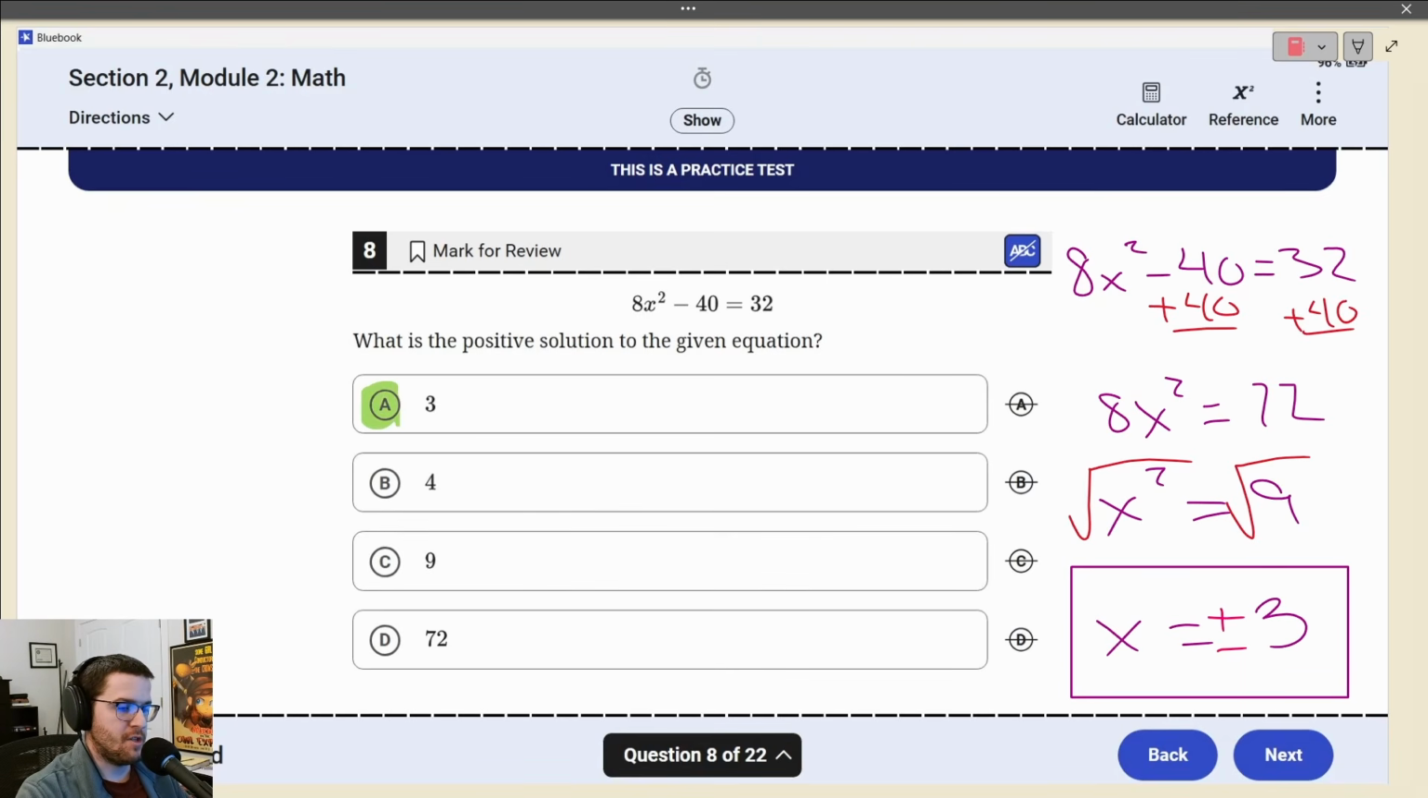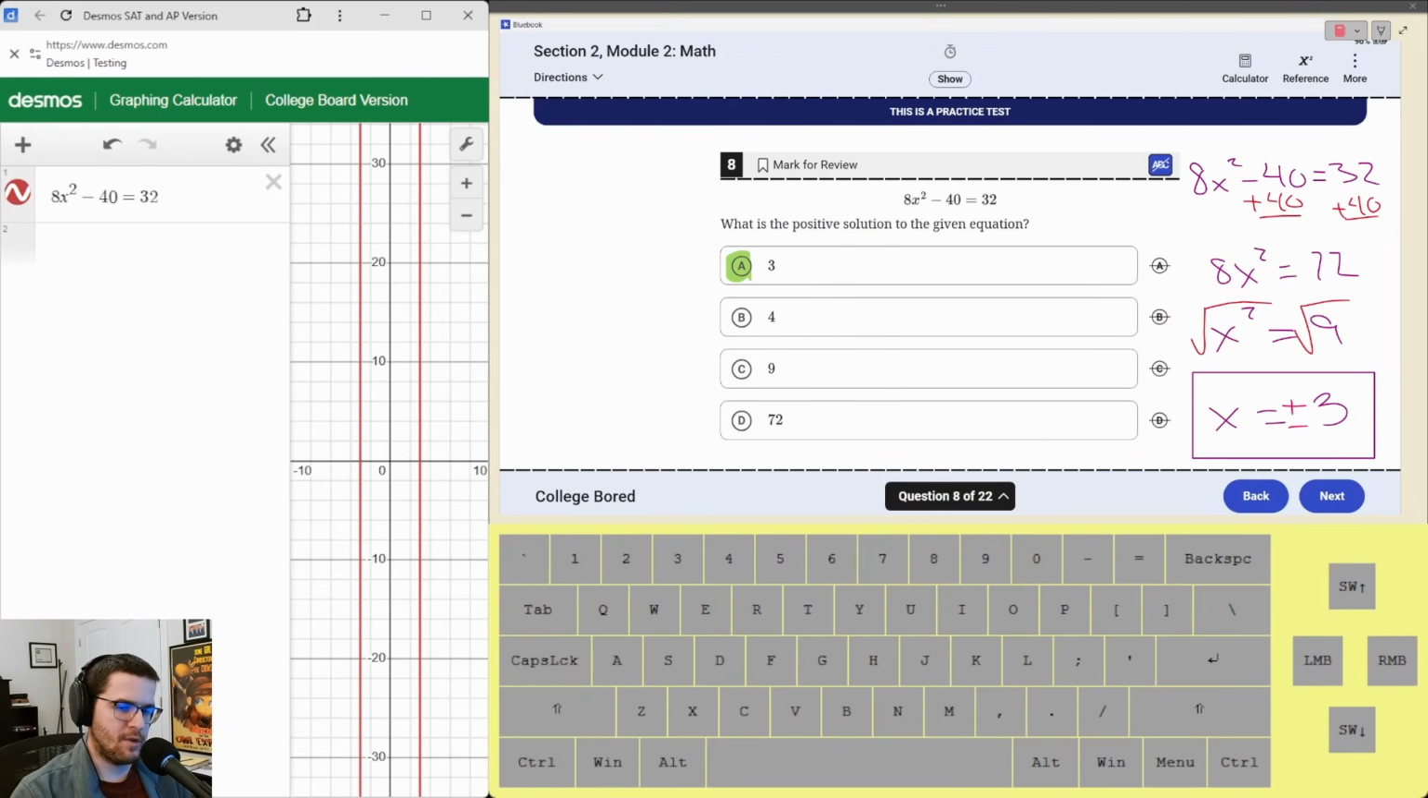I think this one's much easier to do on Desmos. Let's go do that. Okay, so as long as there's no curveballs in the equation, cubes, fractions with x in it, radicals, absolute values, you can generally just type it in from left to right. So I type it in from left to right, and I see that the solutions are negative 3 and 3. So the positive solution is 3.